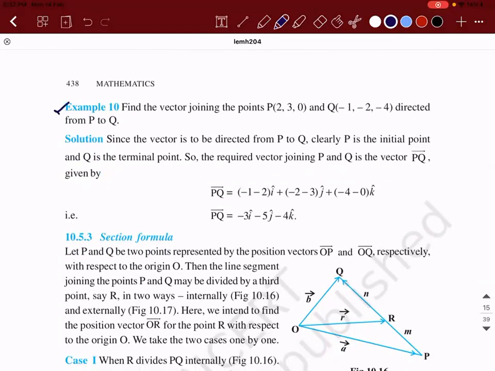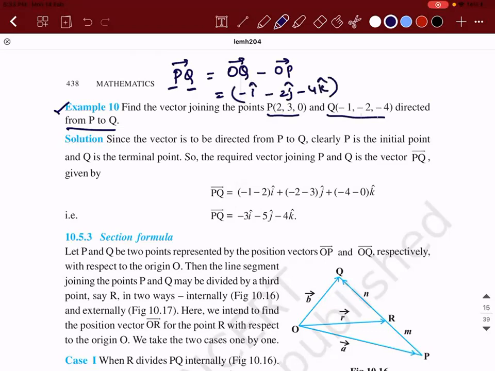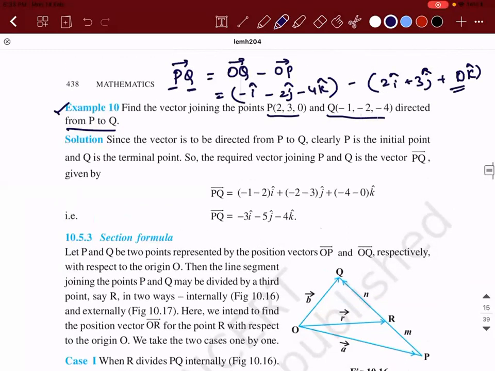Example 10. Find the vector joining the points from P to Q. So I need to find PQ vector. Then what is the answer for this? It is final position vector minus initial position vector, OQ vector minus OP vector. So OQ vector is i cap minus 2j cap minus 4k cap, minus OP vector, which is 2i cap plus 3j cap plus 0 times k cap. So are you able to understand this? Yes, sir. So it will be minus 3i cap plus j cap minus 4k cap.